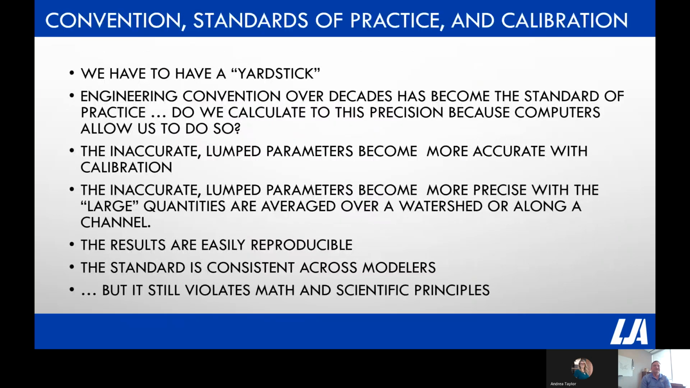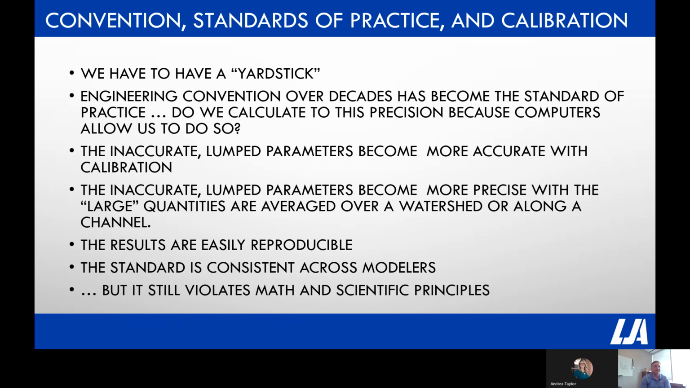Not acceptable. So if you look at the standard conventions and standards of practice and even consider calibration, we have to have a way of measuring the impacts from our studies. We have to have a yardstick to measure these things. So our engineering convention has adopted these standards of 1/100th of a foot, and we have many decades of using this. And when we look at large scale things, the lump parameters like the Manning's n values tend to become more accurate because we're looking at, again, a gross view of what's happening in the watershed.